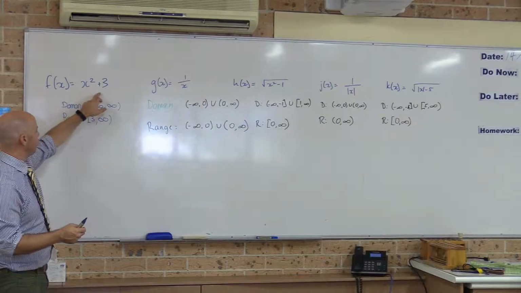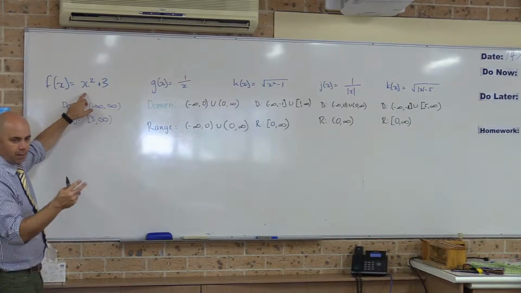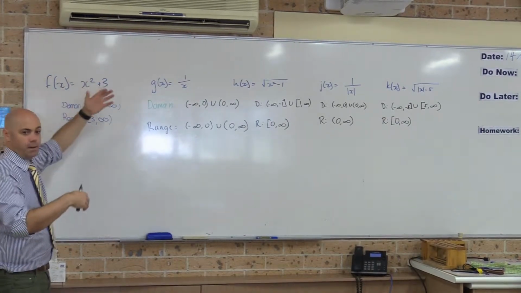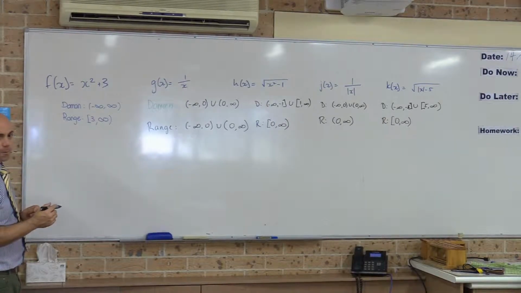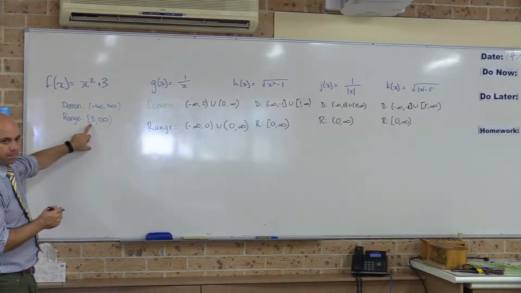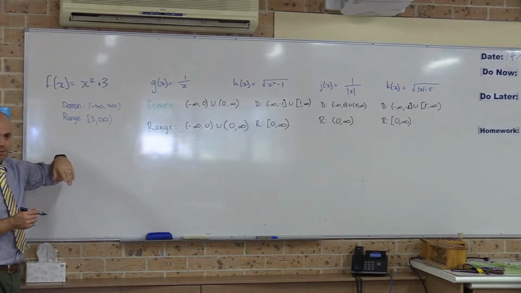Or negative 1, that also becomes bigger because it's squared to become positive 1. Negative 2 is bigger again. Positive 2 is bigger. Negative 3, bigger again. That makes sense? Yeah. And so the lowest it can be is 3. But it is included, square bracket, and it can go off to infinity.